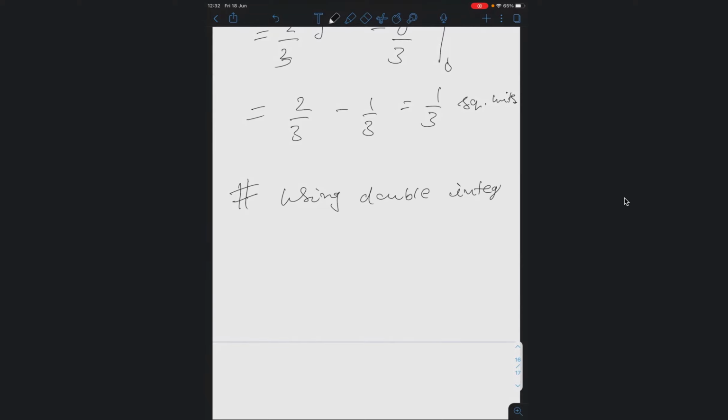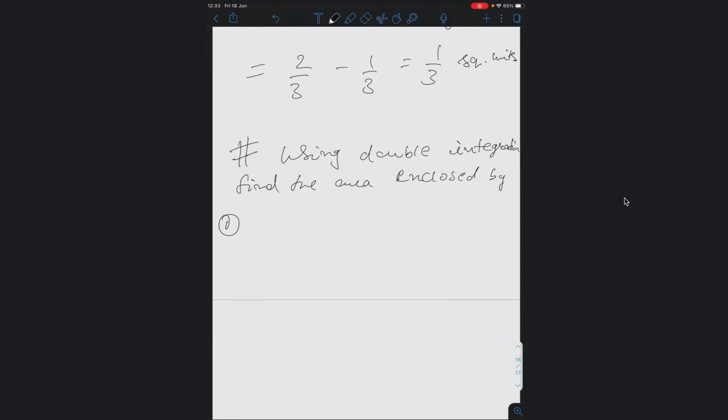Double integrals. Find the area enclosed by the curves y is equal to 2 minus x and y square is equal to 2 into 2 minus x. This is the first question. Second question, curves are y square is equal to 4ax, x plus y is equal to 3a, and y is equal to 0.